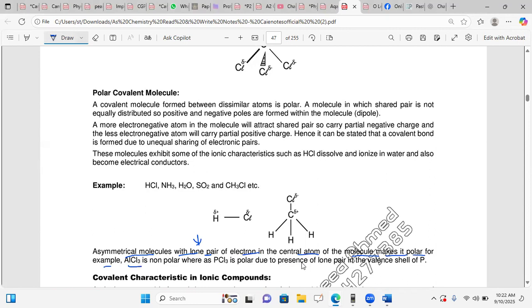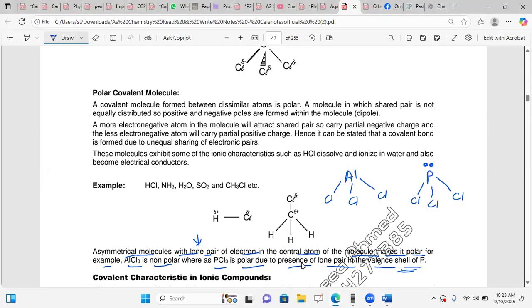For example, AlCl3 is non-polar and PCl3 is polar. The reason behind that is the lone pair. How can I take its structure into account? Al is a metal belonging to the third group, so it has only 3 electrons which are participating and making the compound AlCl3. While when I go towards phosphorus trichloride, phosphorus belongs to the fifth group. It has a lone pair over there.